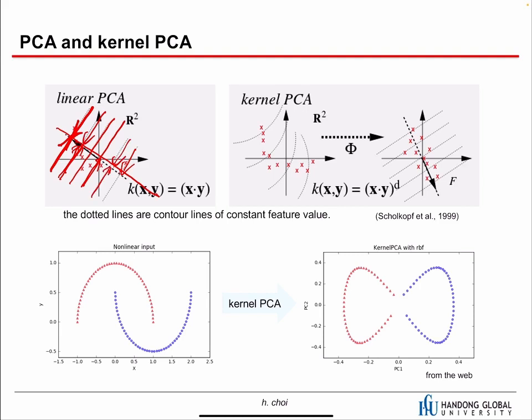But in the kernel PCA, these are the projection lines. So probably we have something like this curve. On top of this hypersurface, we want to project all the data samples. Okay, so this direction and these directions are not parallel. But in the feature space, they're supposed to be parallel.